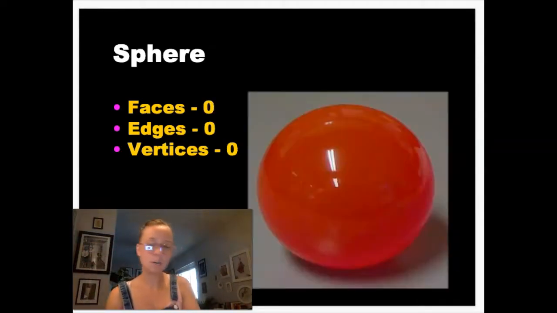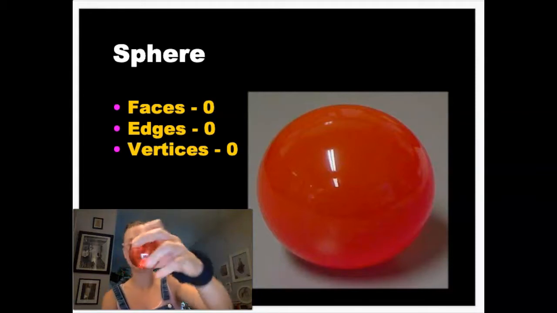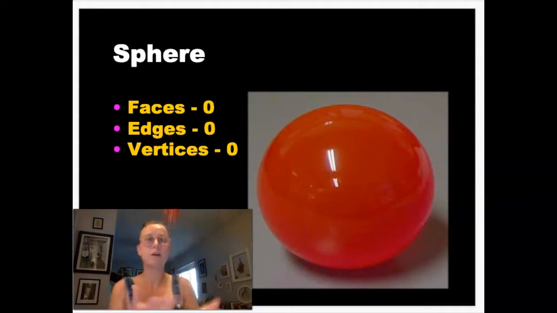The next shape we're going to talk about is a sphere. A sphere is a ball. For spheres, we always remember 0, 0, 0. 0 faces, 0 edges, and 0 vertices because everything on a sphere is curved. You can throw it up and catch it just like you would a baseball. All right, let's keep going.